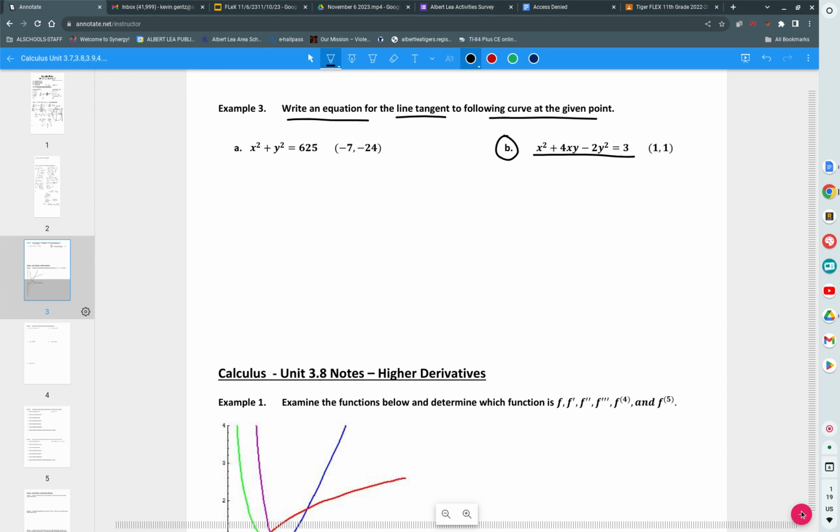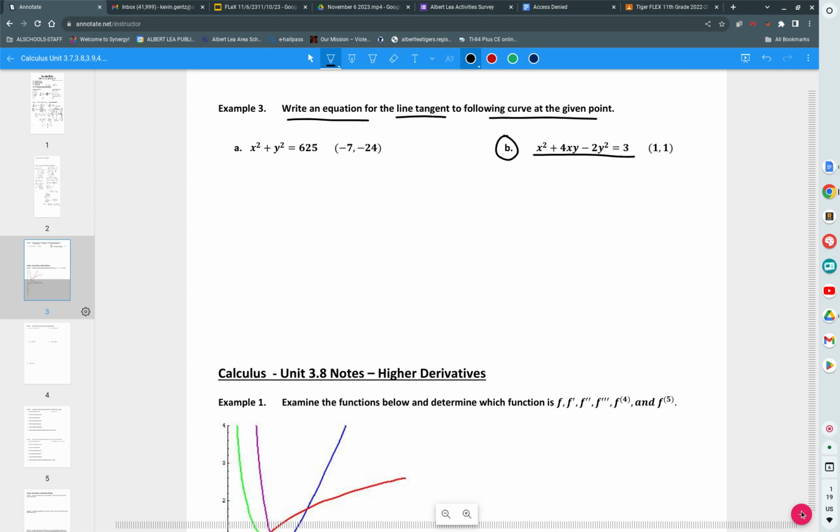Last one you want to write down, okay? So we have x squared plus 4xy minus 2y squared is equal to 3. It goes through the coordinate (1, 1). How could I check to make sure that it goes through the coordinate (1, 1) if I wanted to? Yeah, you plug (1, 1) in, it should satisfy and give you 3. And in fact, if you try that right now, it does, okay?